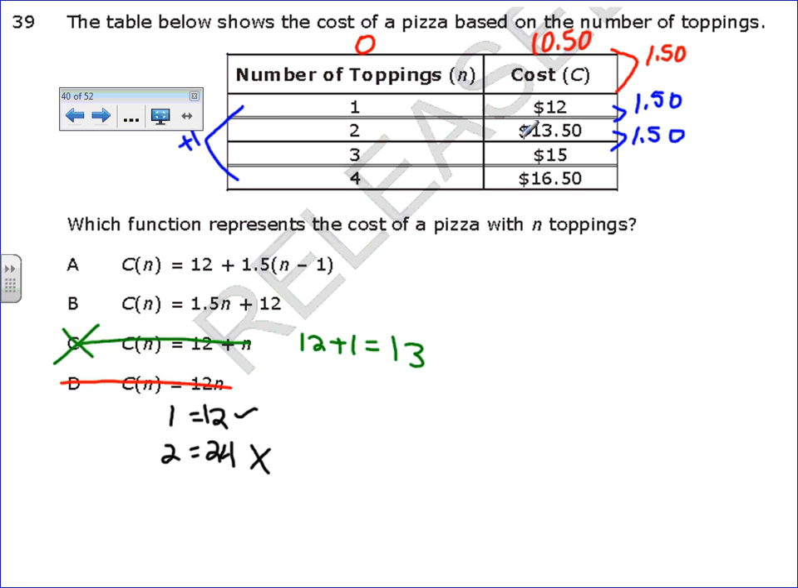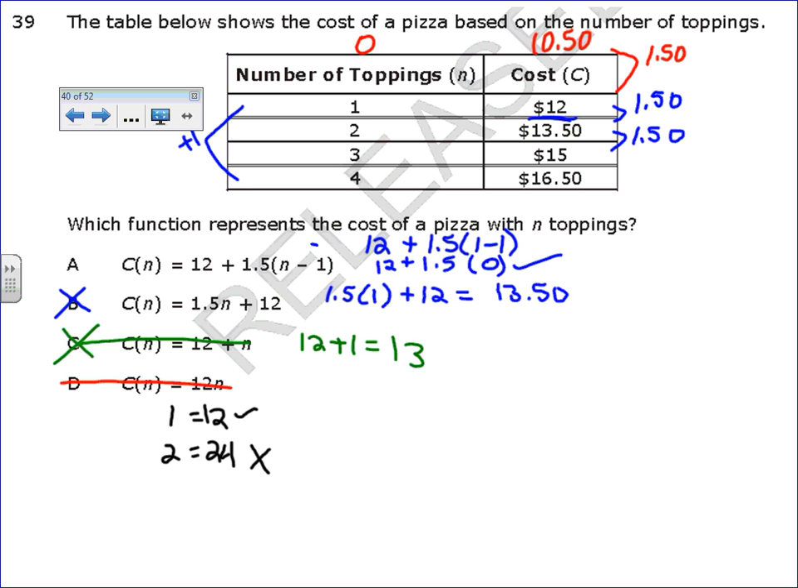Then I plug in 1 here. Okay, so 150 times 1 plus 12. Well, that's going to give me 162. When you plug in 1, you got to get what? 12. So that doesn't work. Let's see what happens here. 12 plus 1.5 times 1 minus 1. What's 1 minus 1? 0. What's 1.5 times 0? 0. And I get 12. My answer is A.